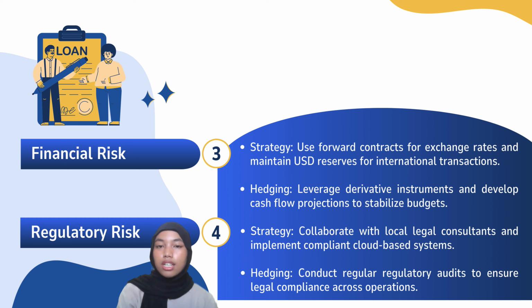To mitigate financial risk, first use forward contracts for exchange rates and maintain a USD reserve, and second leverage derivative instruments and create cash flow projections to stabilize budgets. And to address regulatory risk, the proposed measures include first, collaborating with local legal consultants, second, implementing cloud-based systems that comply with regulations, and third, conducting regular regulatory audits to ensure legal compliance across all operations.